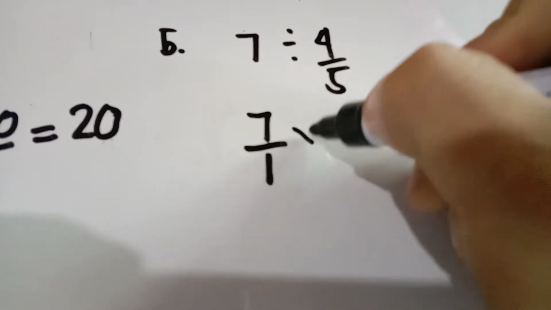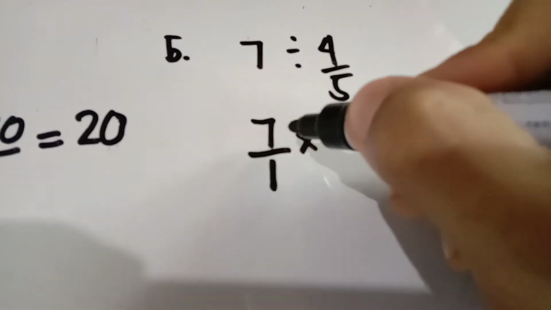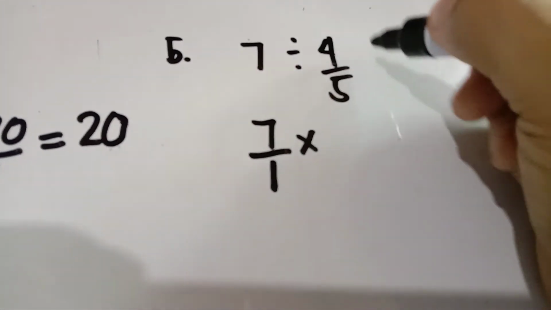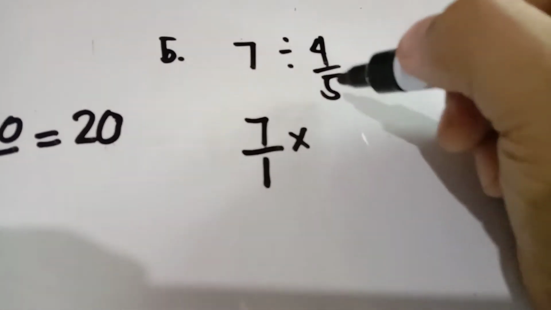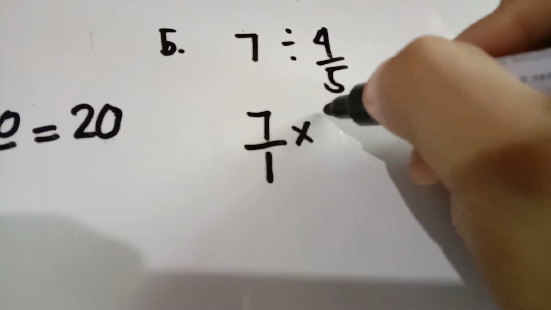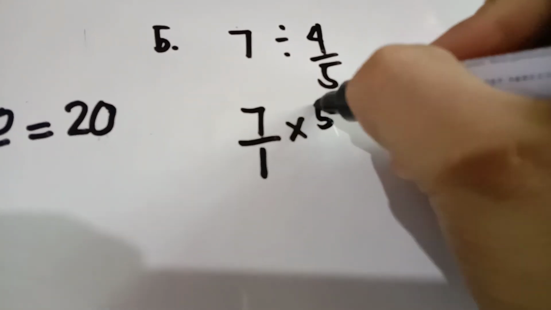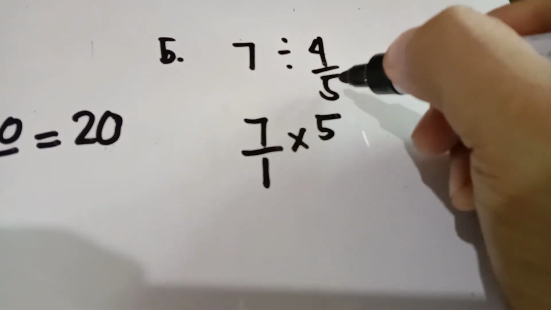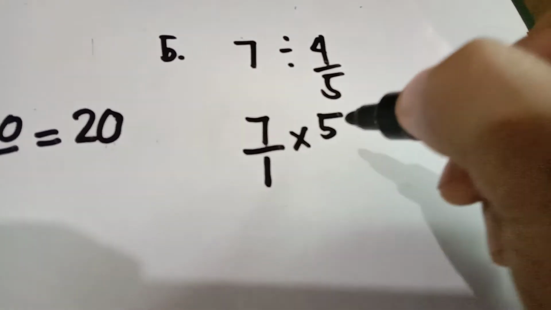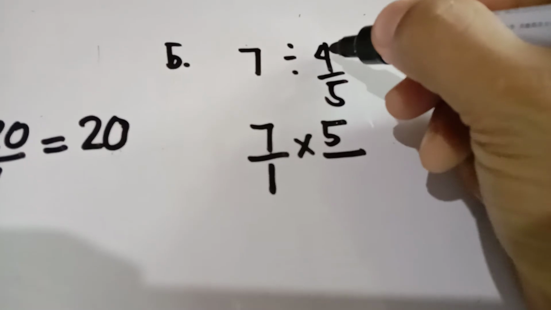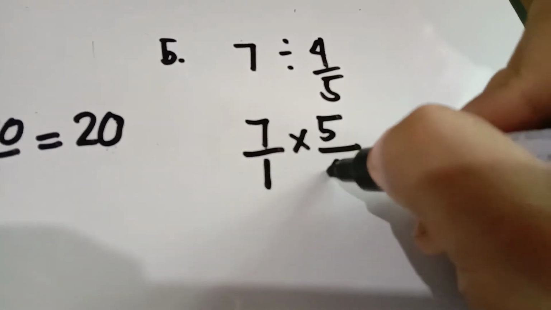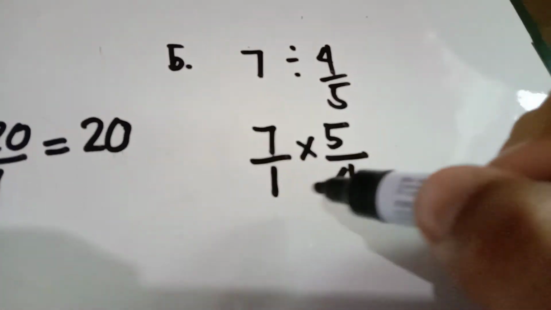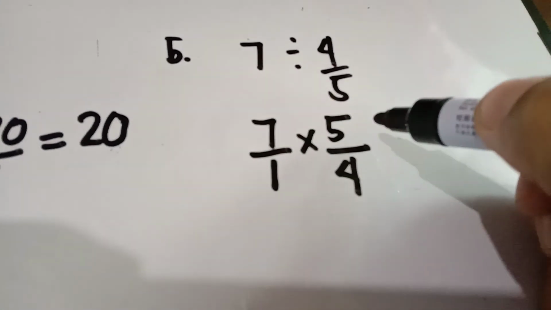Then let us multiply. Okay, we are going to multiply 7 over 1 by the reciprocal of 4/5. So what is the reciprocal of 4/5? Okay, so pagbaliktarin lang natin, no? Yung dalawang numbers. So yung 5 na denominator, this time magiging numerator siya. Then 4 will become the denominator. Okay. So ito na yung dalawang numbers natin, dalawang fractions.